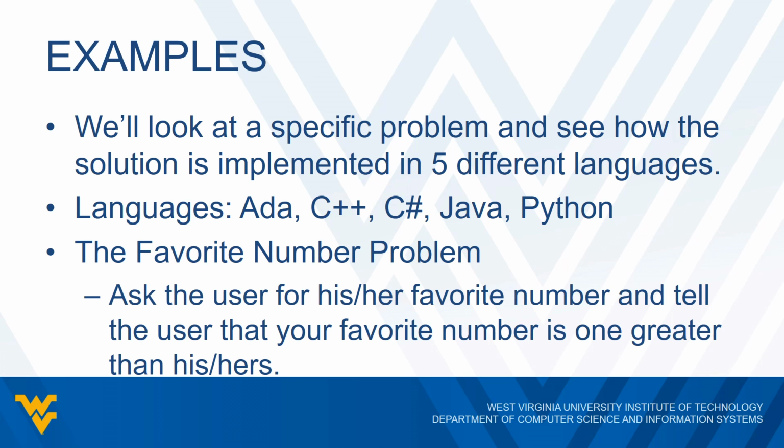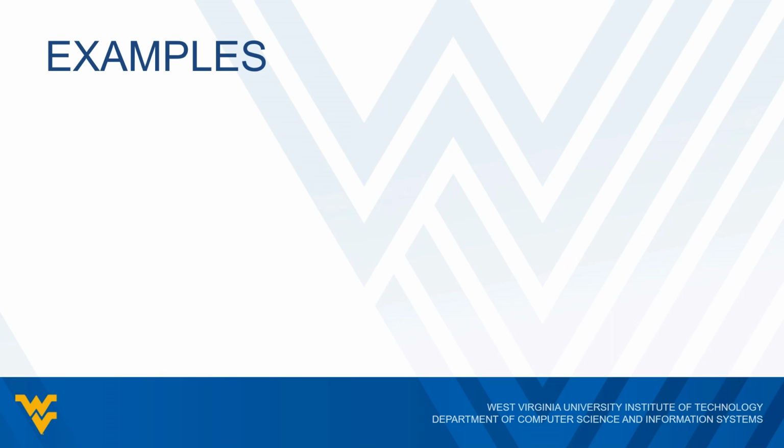The idea with this is we're going to ask the user for his or her favorite number. And then we're going to tell the user that their favorite number is 1 greater than what his or her original favorite number was.